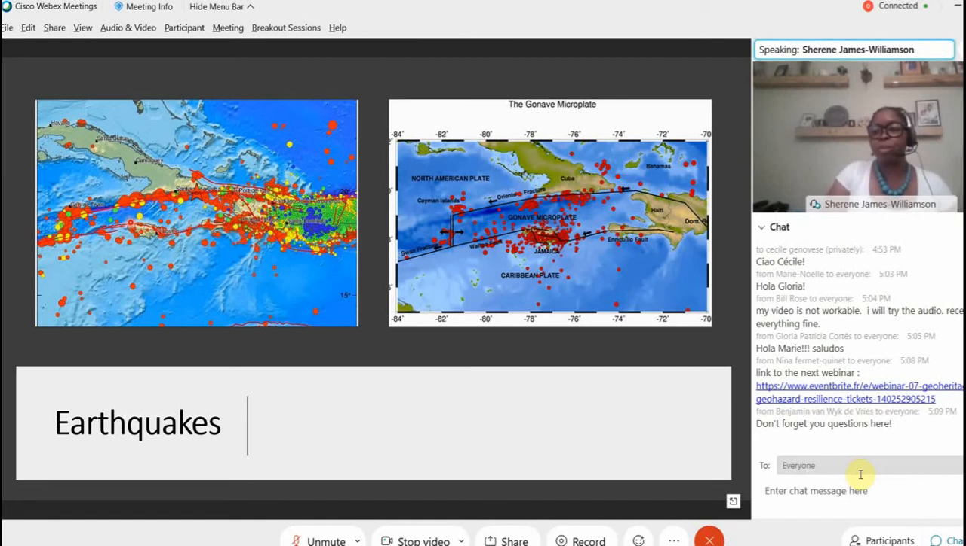Jamaica experiences about 200 earthquakes per year, and as such, being earthquake ready is very, very necessary for us.